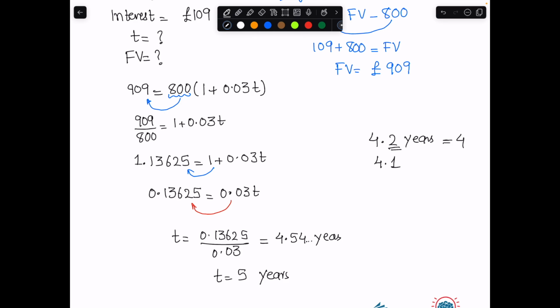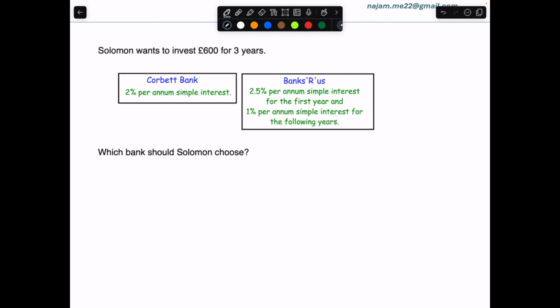The next question is simply a comparison of two investments, and based on your calculations, the examiner wants you to come to a conclusion about which investment is better. So it says that Solomon wants to invest £600 for 3 years. Now it has two banks with different offers.